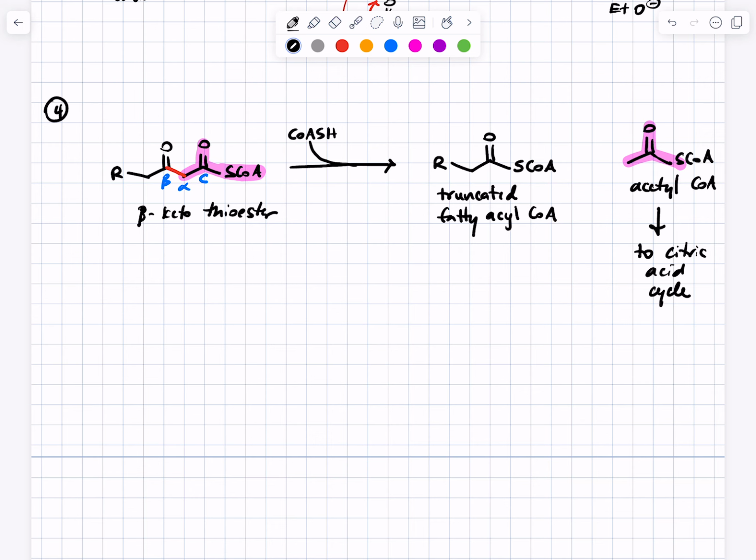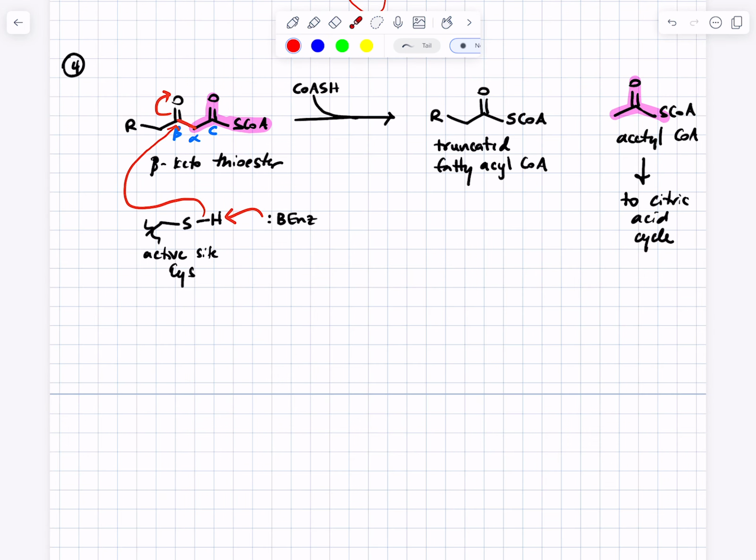The enzyme mechanism here is pretty well understood. There is a cysteine residue in the active site, and then a nearby histidine residue that acts as a base. So I'm just going to make a note here, active site cysteine residue. The base deprotonates the cysteine, and then the cysteine thiol attacks the beta carbon of the beta keto ester.